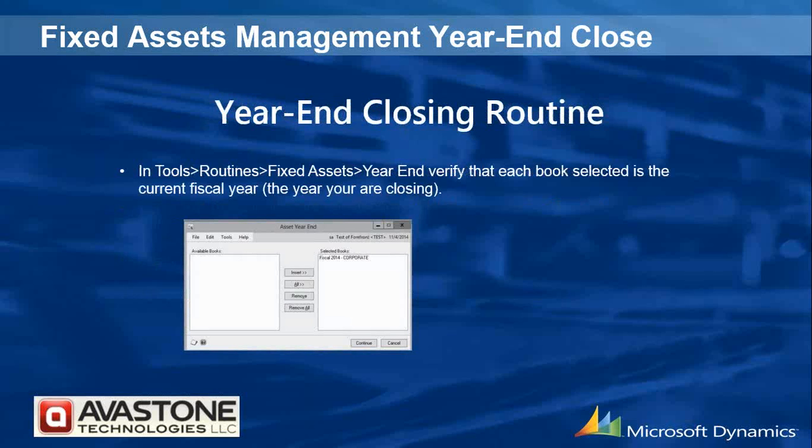Once you're seeing the correct fiscal year books, you can highlight the books and insert them into the Selected Books window on the right. In our example, we selected the Sole Corporate 2014 book, and inserted it into the Selected Books field. Now you can close your books one at a time, or you can close them all together. Once you've got the selected books correct, you'll click the Continue button to close the year.